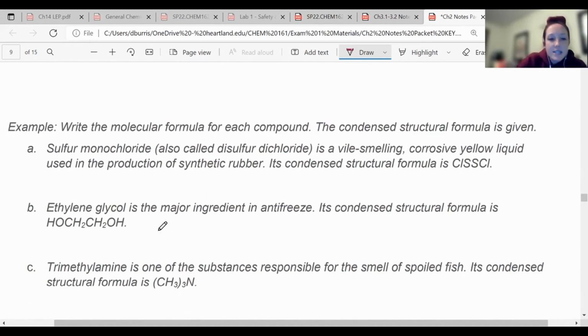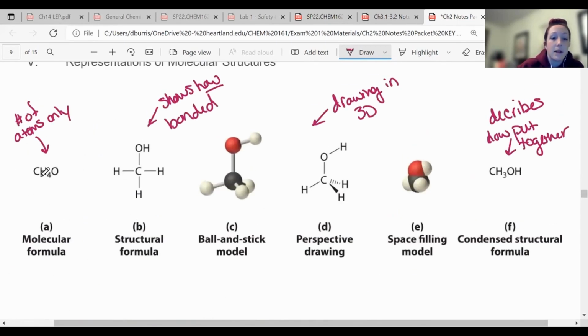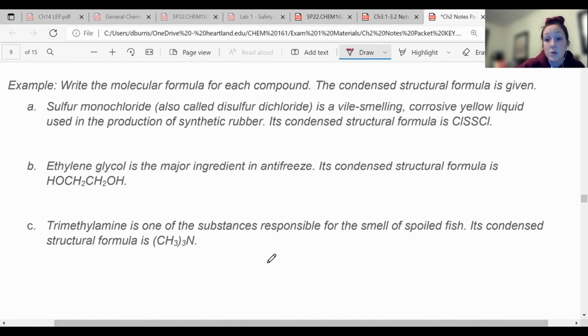So I have an example. It says, write the molecular formula for each compound. The condensed structural formula is given. What I gave you is a structural formula that explains how it is laid out. I want you to make it into a molecular formula, so I essentially want you to condense it. Try that really quick and check your answers.